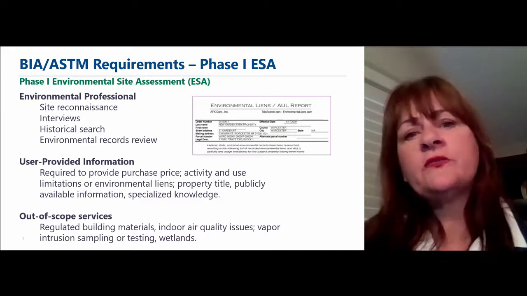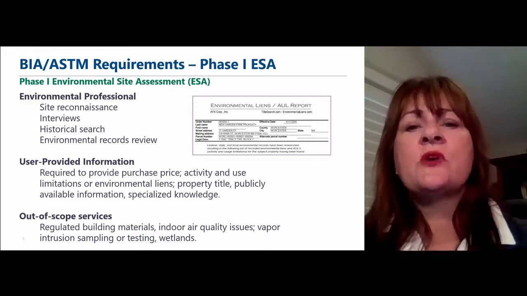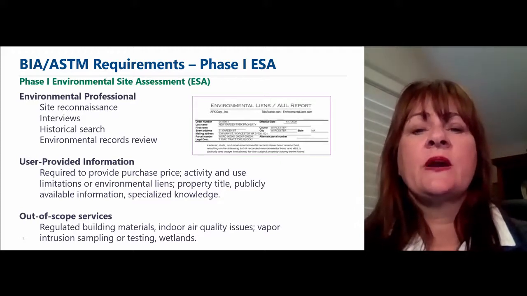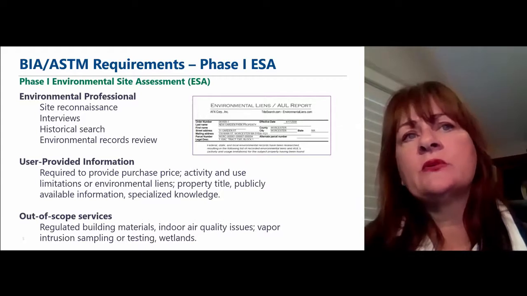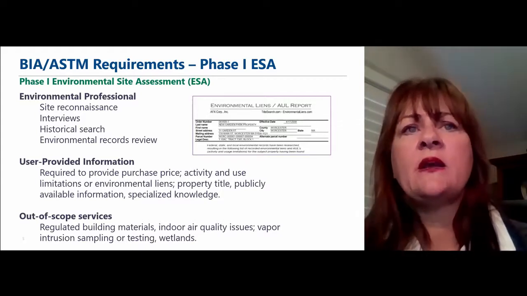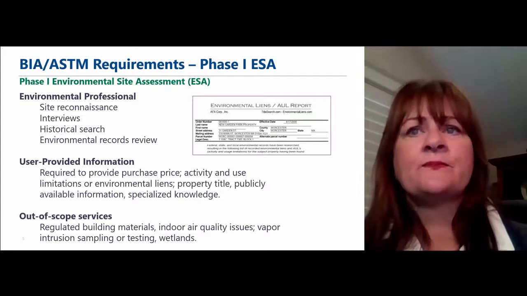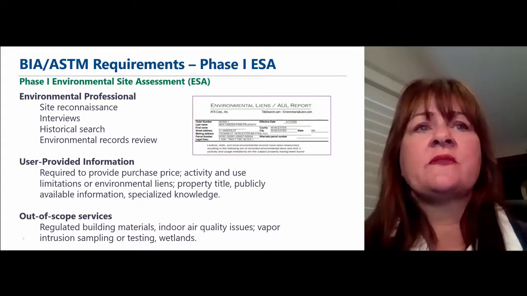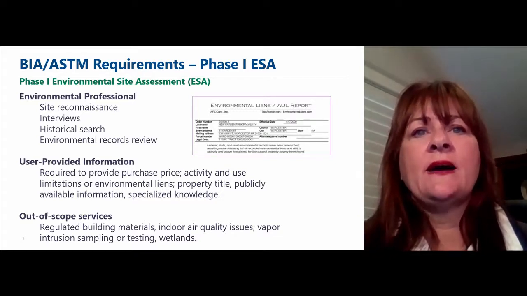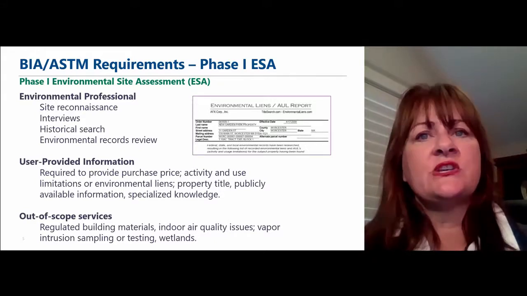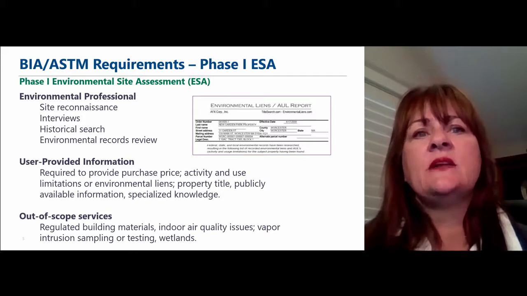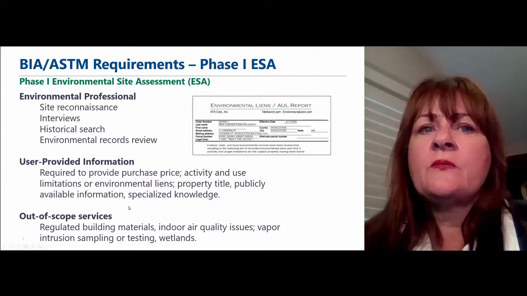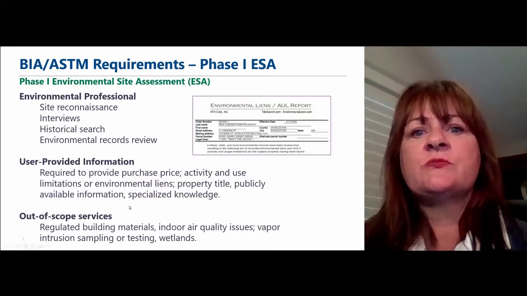We would look at historical aerial photographs. Maybe we might go to some local tribal records. Tribal staff may have information. And then we would conduct an environmental records review, and that would be looking at tribal land use records, regulatory cleanup records from the state and federal agencies. And then in addition to that, we would also ask that the tribe, who would be the user of the report, provide information related to purchase price, activity and use limitations, environmental liens, and so forth.